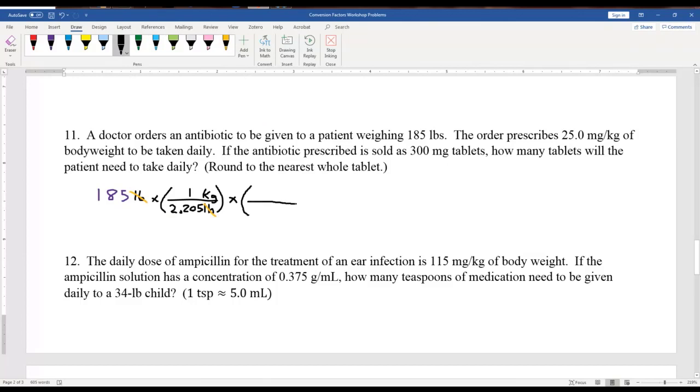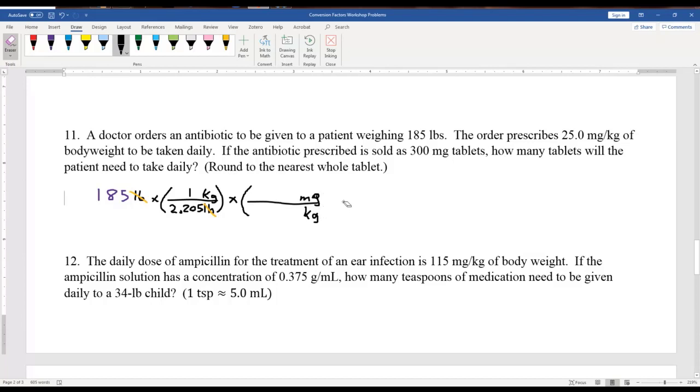You already directed us to the next conversion factor, which is the order of the doctor. So 25 milligrams per kilogram of body weight. Kilogram has to go on the bottom. Milligram has to go on top. All right, so now the tricky part here is you might be like, well, milligrams to kilogram, that's a metric conversion.